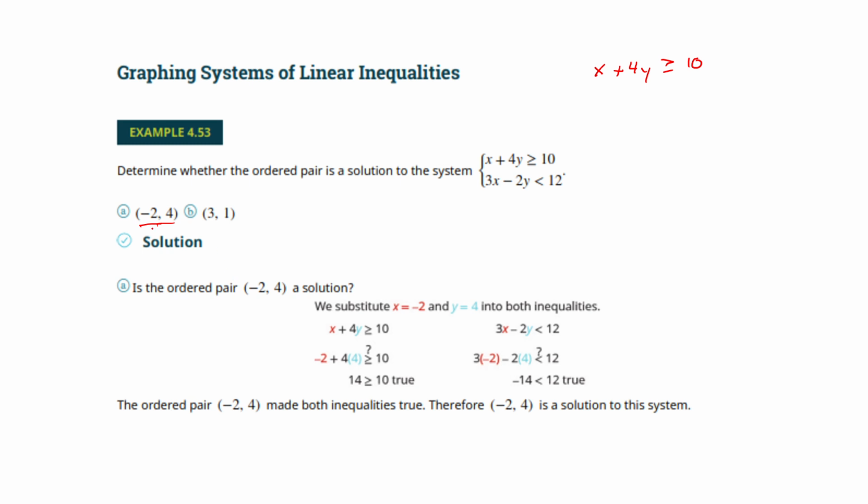I'm going to put this point, negative 2, 4, into each of the equations, and see if it makes a statement that's true. I've substituted it into the first equation, which is what they're doing on the left. After you crunch this down, you get 14 is greater than or equal to 10. Well, that's true. Now we put that same point into the equation on the bottom. We crunch it and get negative 14 is less than 12. Both of those statements are true. Therefore, this point must be a solution to the system. It makes both of them true.